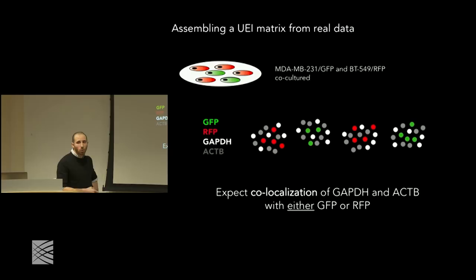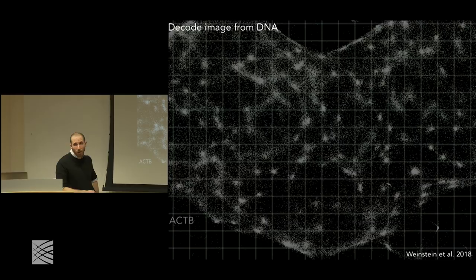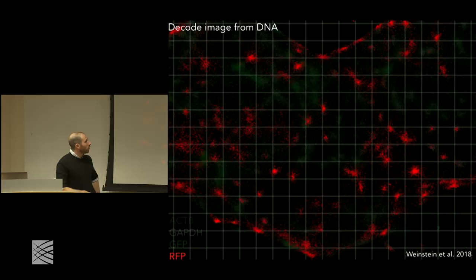And so what I'll be showing you in the next slides are images of individual molecules that we've performed inference on, again without any supervision, just using the DNA sequencing data that we've derived from a DNA microscopy experiment. So here's ACTB alone. Again, every single dot here is an individual mRNA molecule. Here's GAPDH alone. Here's GFP alone. Here's RFP alone. And here's everything together. And so we can see this is exactly what we expect.